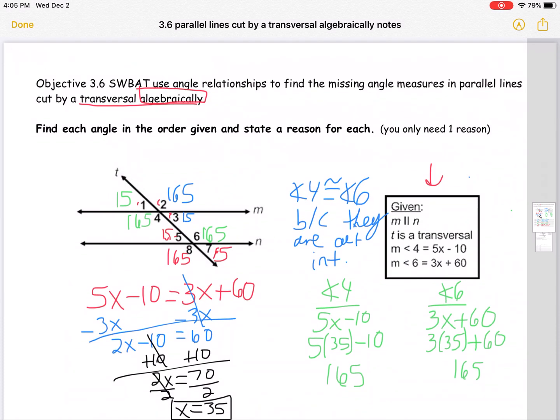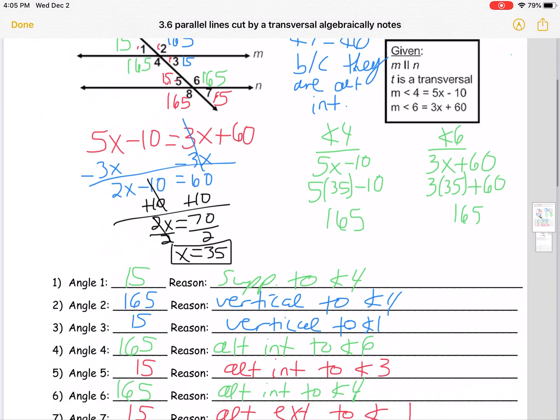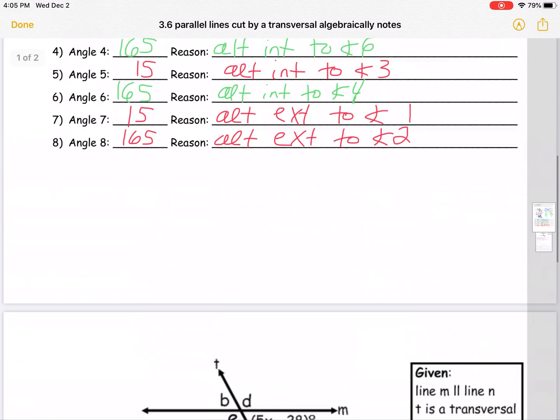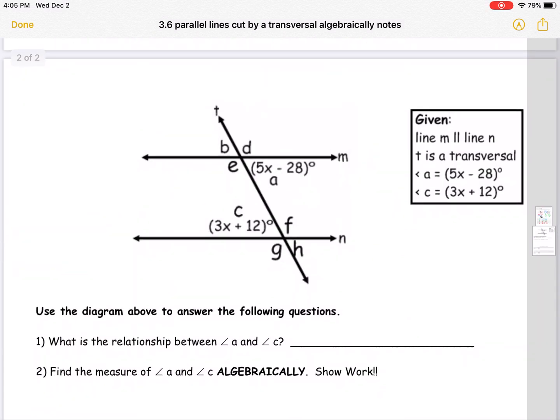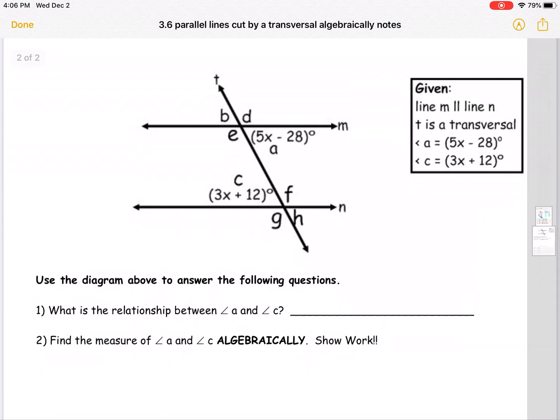Okay? Now the next one, I'm going to go a tiny bit faster. I'm not going to fly through it, but I'm going to go a little bit faster because we already went through one, okay? So now we have one more. We have this diagram. This is what we're given right here, that M and N are parallel. This line means parallel, by the way. These two lines mean parallel.